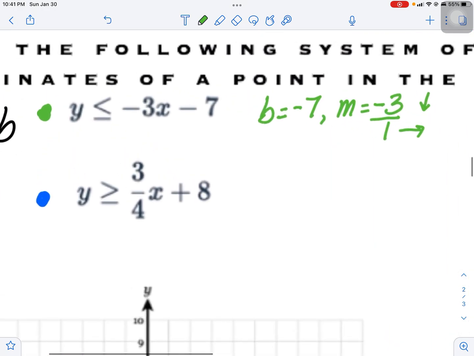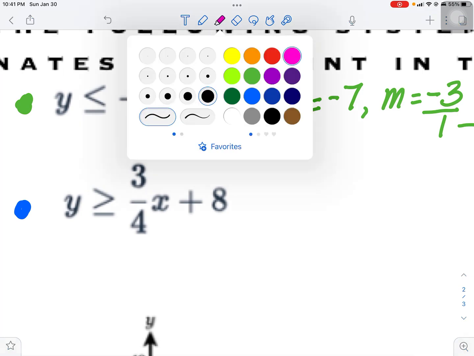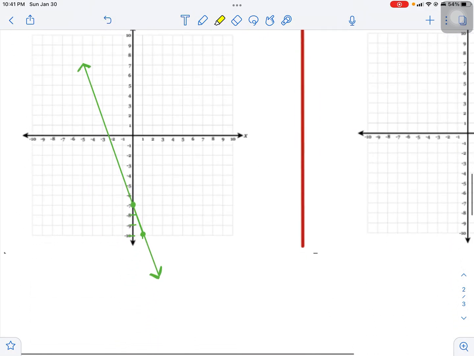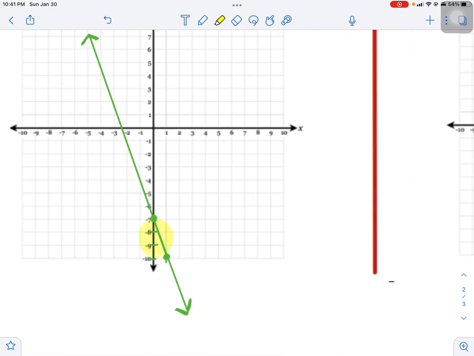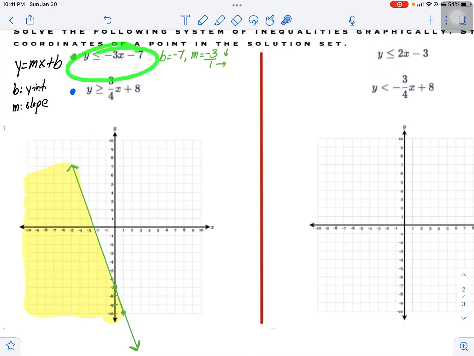Now, I need to know whether I'm going to shade up or shade down. This says less than. Less than means we're going to shade down. So we're going to shade below this line. Everything below this line, I am going to shade. Let me be a little bit more exact here. Look at that, everything below this line. There we go. We have our first equation, our green equation.